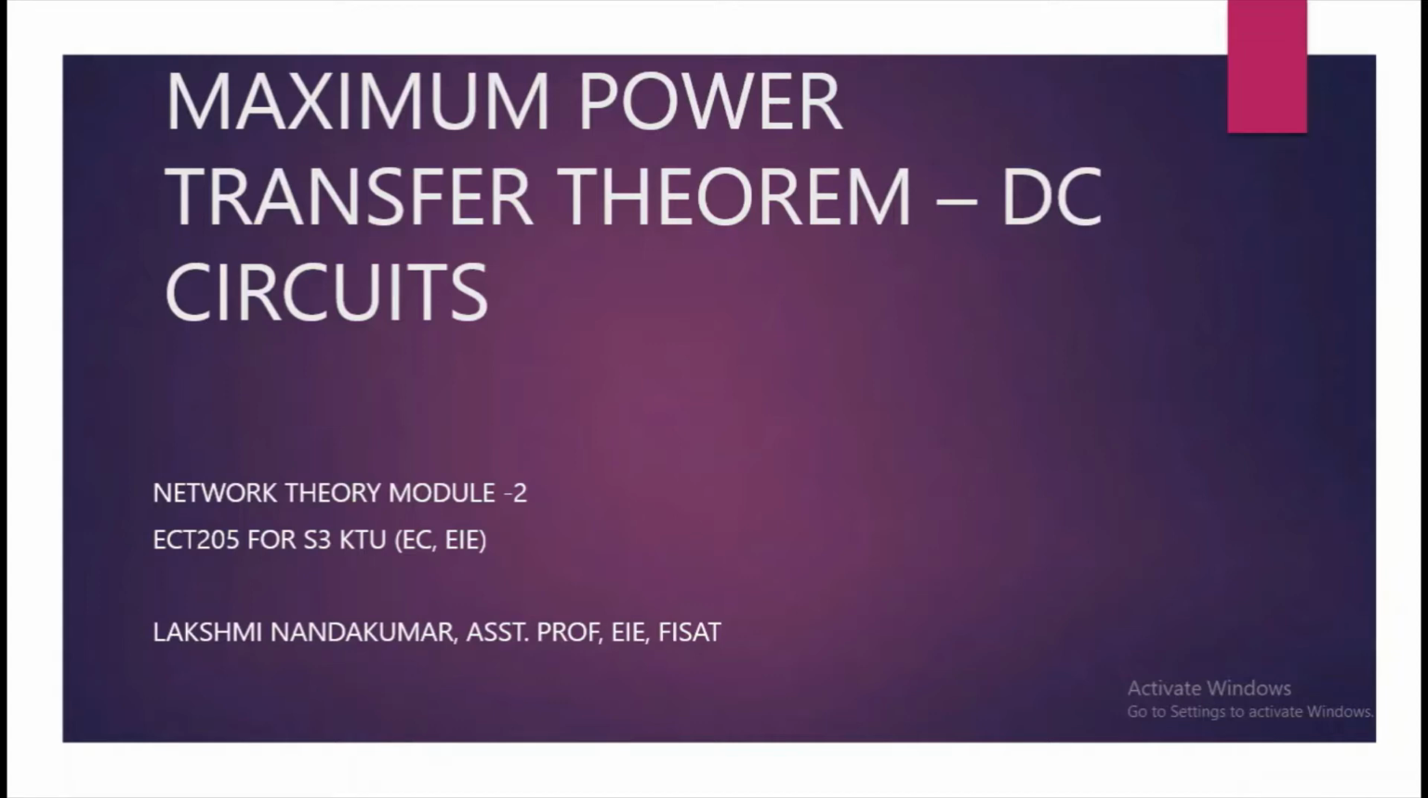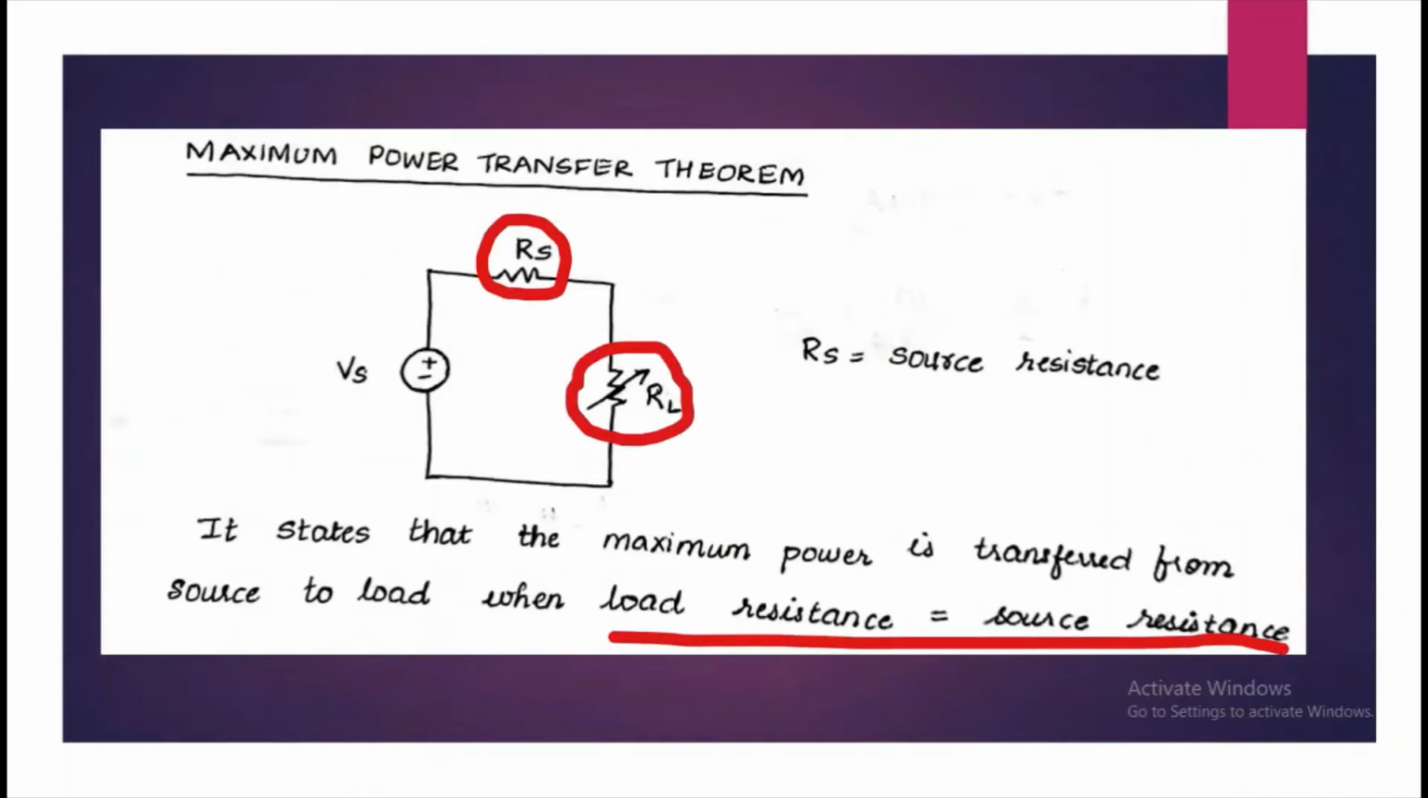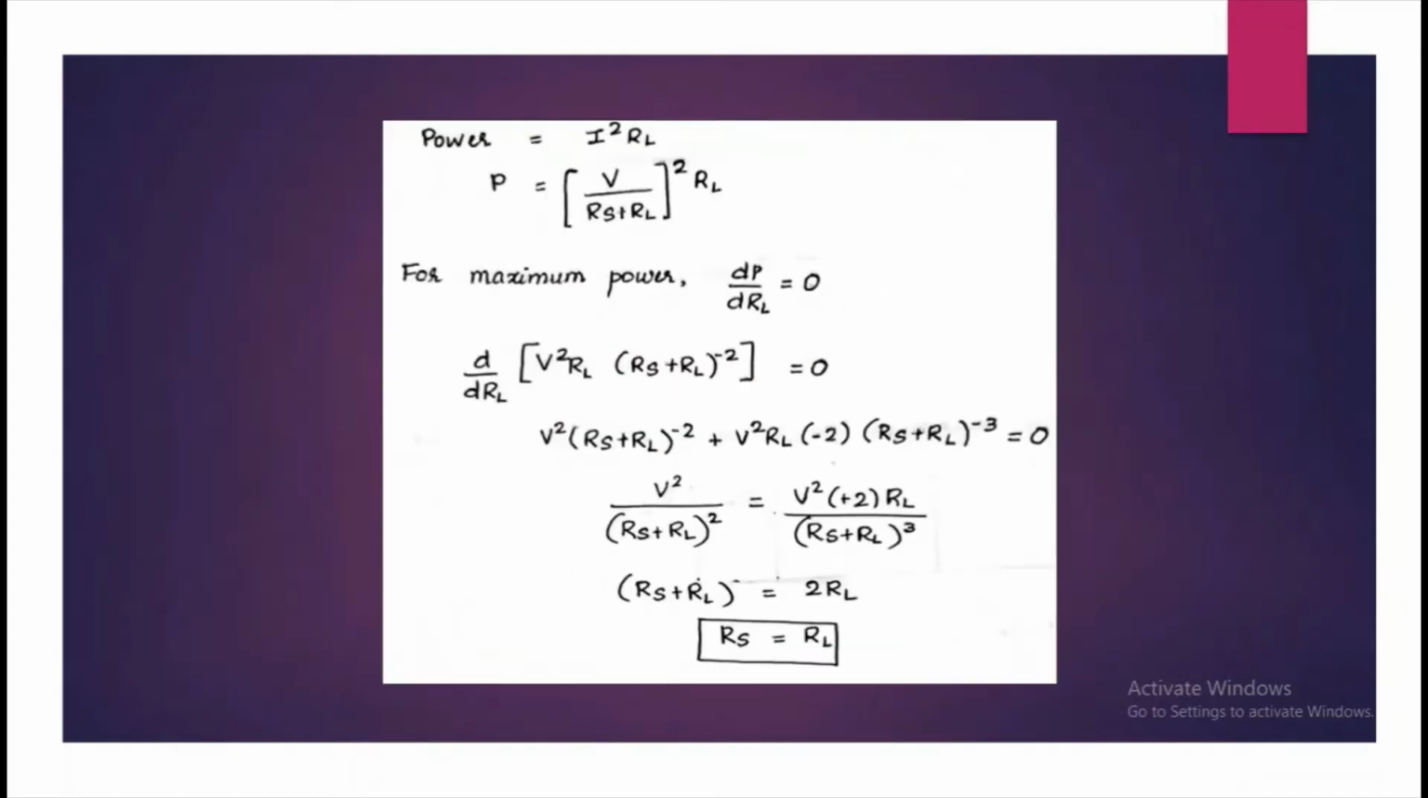Our next topic is the maximum power transfer theorem in DC circuits. This theorem says that the maximum power is transferred from the source voltage Vs to the load resistance RL if the source resistance is equal to the load resistance. So let's see if it is true.